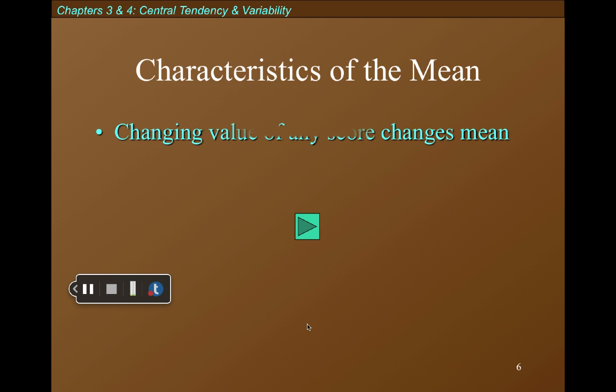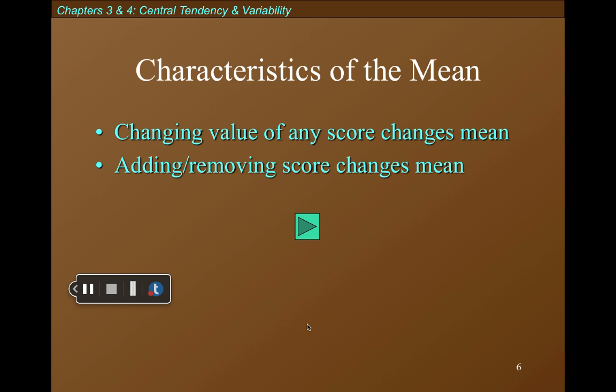Okay, let's think about some characteristics of the mean. Number 1, changing the value of any score changes the mean. And this is kind of a no-brainer because when you think about it, that's why you would like extra points on a test. You want your average to go up higher, so you want me to give you an extra 5 points on a test. So you know that changing the value of any score in a distribution will change the mean. So adding or removing a score changes the mean.